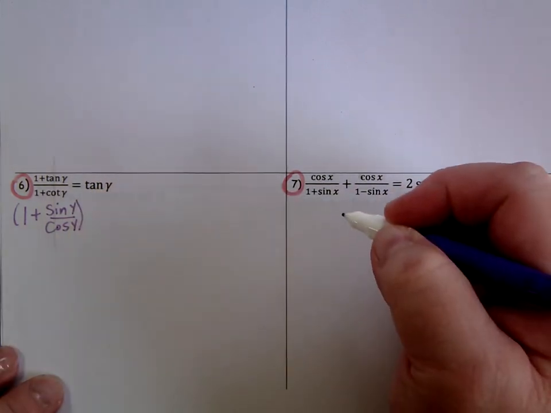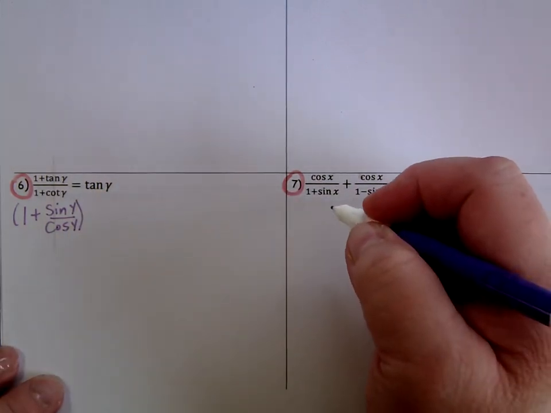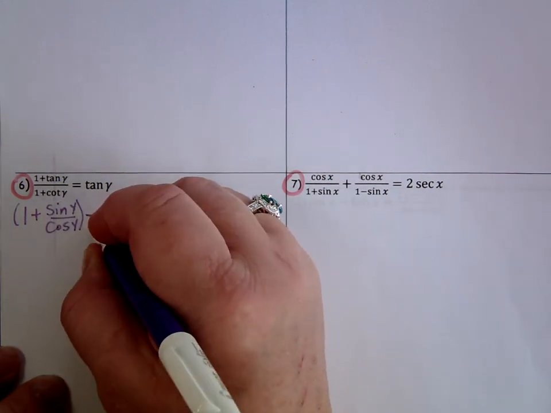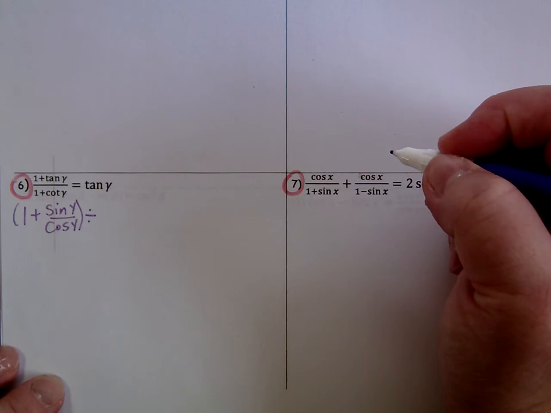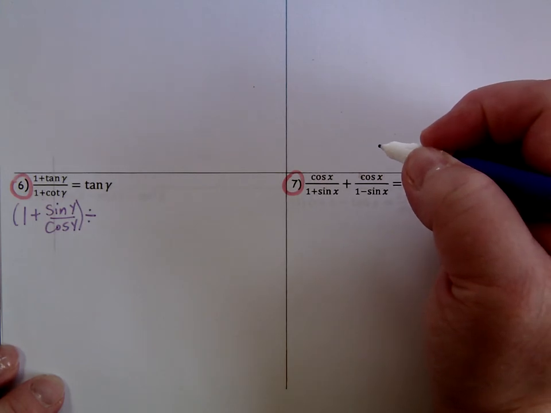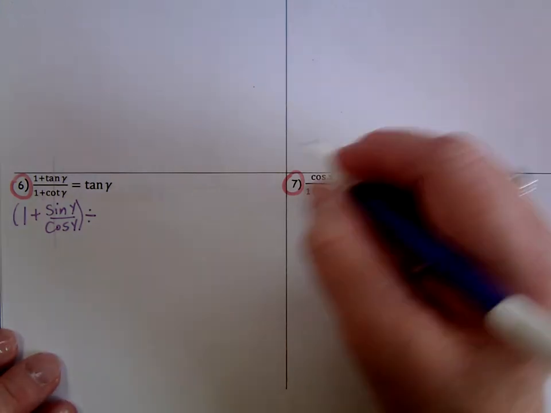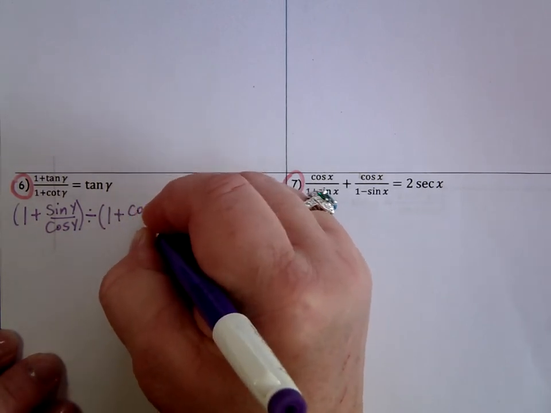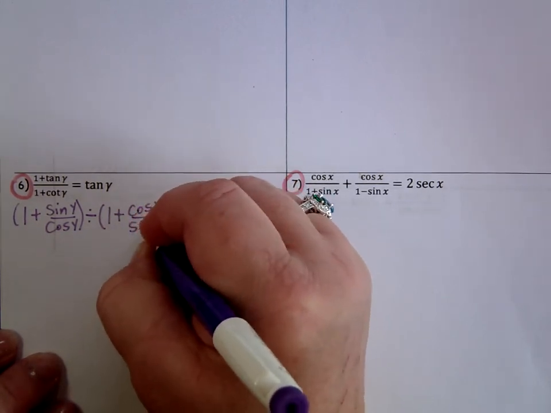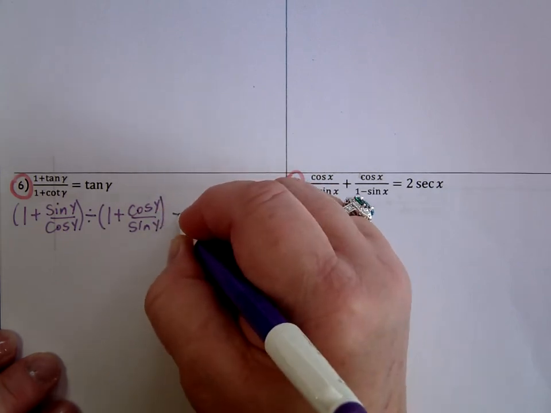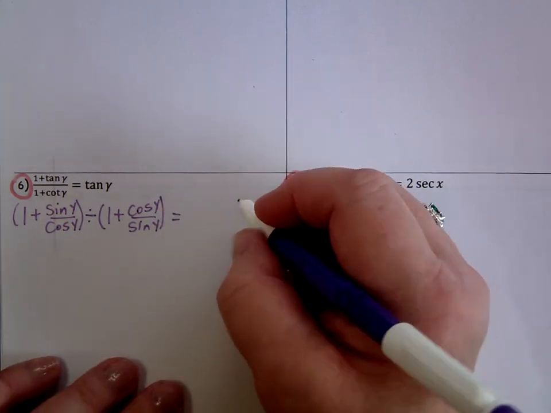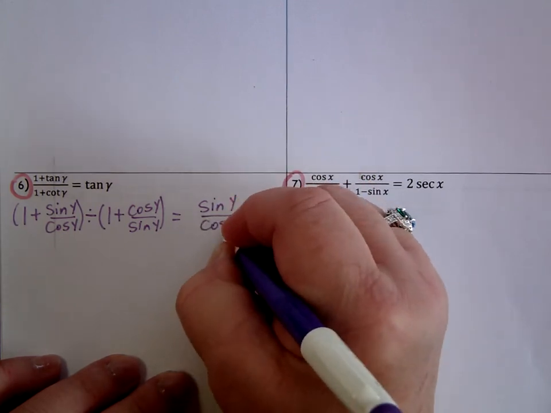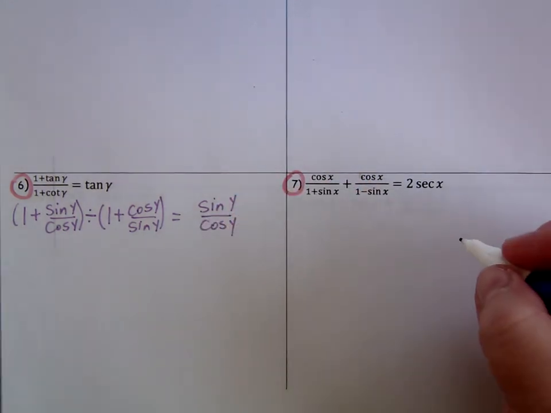That's my numerator, that's 1 plus tangent. The denominator is 1 plus cotangent, and I'm actually going to go horizontal and change it into a division problem so I don't get those crazy complex fractions. If I have 1 plus cotangent, that's 1 plus cosine over sine. This is a verifying. It's supposed to equal a tangent, which is sine over cosine. All right, that's my goal.